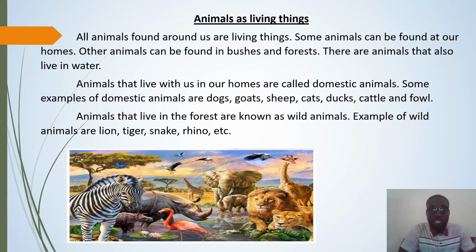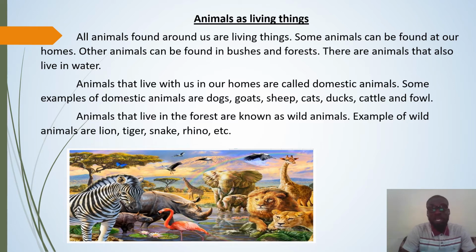Good. So let's take a look at animals as living things. All animals found around us are living things because they have what? Life in them. Some animals can be found in our homes. Some animals can also be found in bushes and forests. There are animals that also live in water.